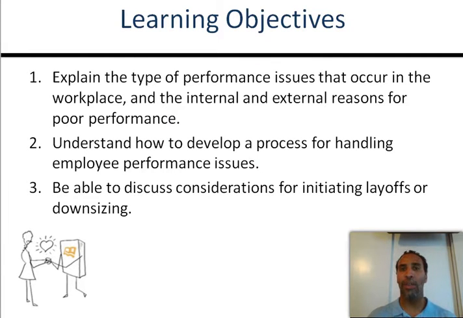Our learning objectives for the first section are: explain the types of performance issues that occur in the workplace and the internal and external reasons for poor performance. Plenty of reasons are attached to poor performance, some internal, some external. We'll discuss those. Number two, understand how to develop a process for handling performance issues. You have to have a step-by-step process that is company-wide, in alignment with all the other departments. And number three, be able to discuss considerations for initiating layoffs and downsizing.